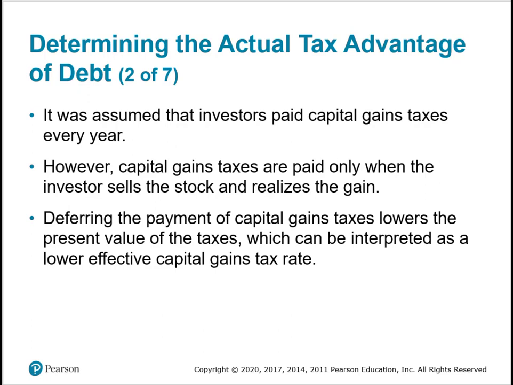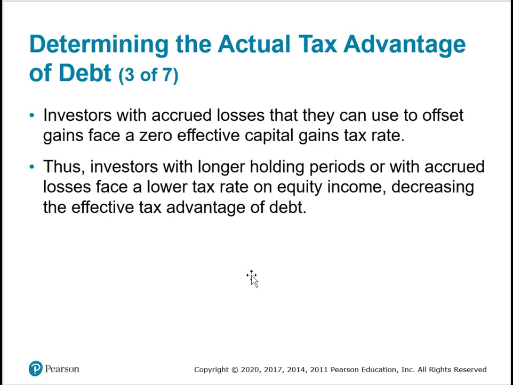So it was assumed that investors paid capital gains every year. Well, that's not true, right? Capital gains taxes are paid only when you sell a stock. So really that gain is realized, but it's not recognized. So deferring the payment of capital gains taxes lowers the present value of overall taxes, right? So again, this can be interpreted then that the more capital gains you have, the further out the tax burden would be, which means there'd be a lower effective tax rate.